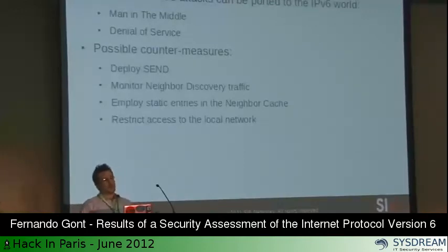Another possible, I wouldn't say mitigation, but a detection technique, is to monitor neighbor discovery traffic. Monitoring neighbor discovery traffic would be something very similar to what tools such as ARPWatch can do in the IPv4 world. Another one is to employ static entries in the neighbor cache. That's essentially the same thing as you have with ARP. If you use static entries, then you don't need the protocol to actually perform the mapping. And obviously, you can also restrict access to the local network, so that if you segment the network, you reduce the number of systems that the attacker can attack.